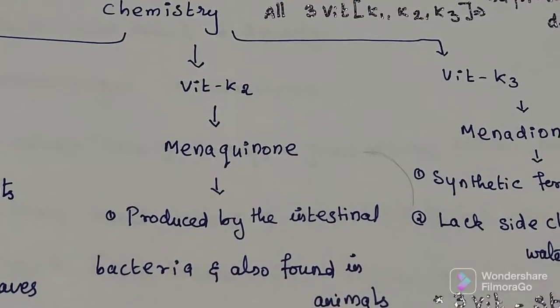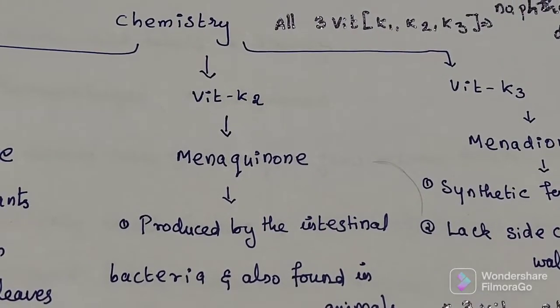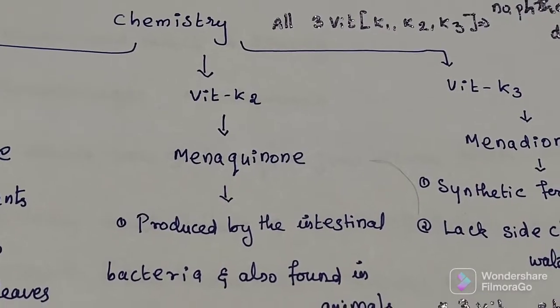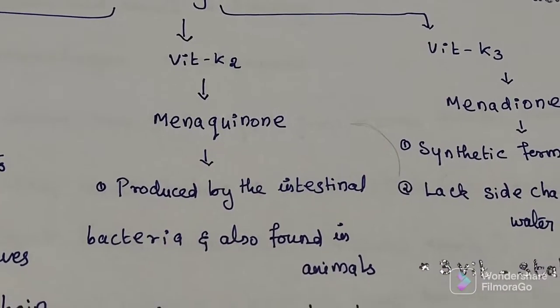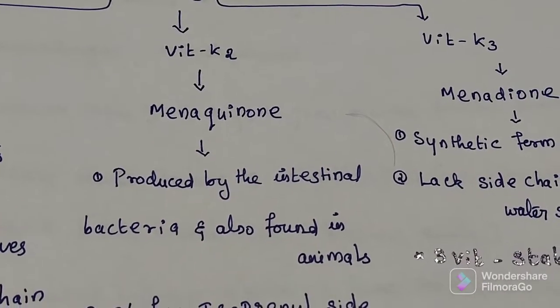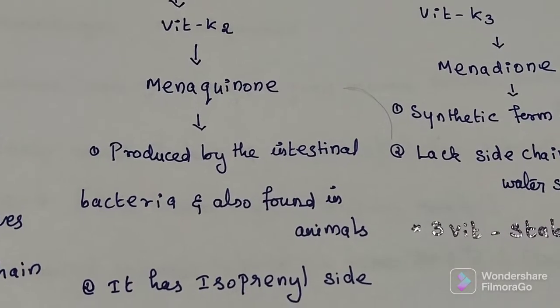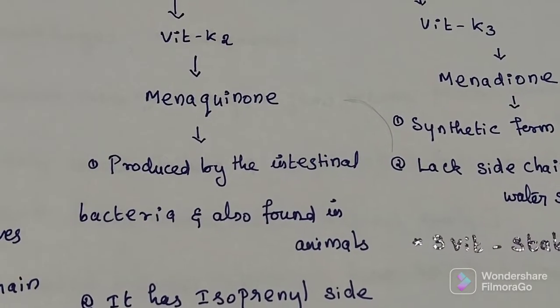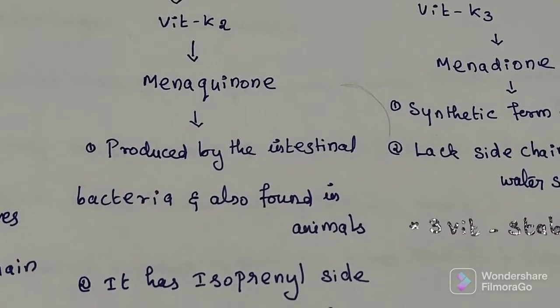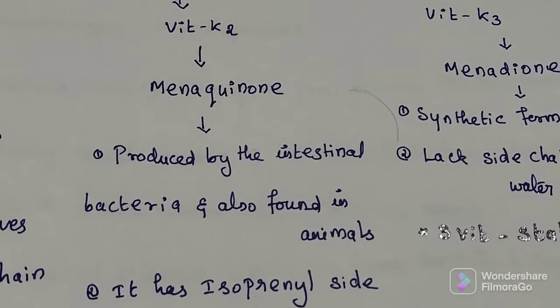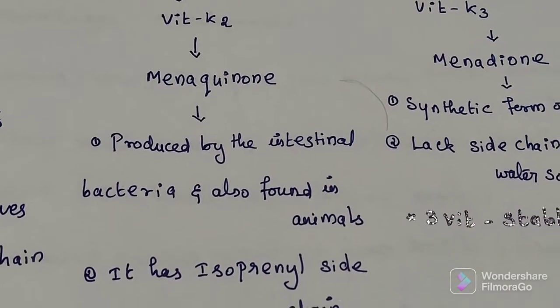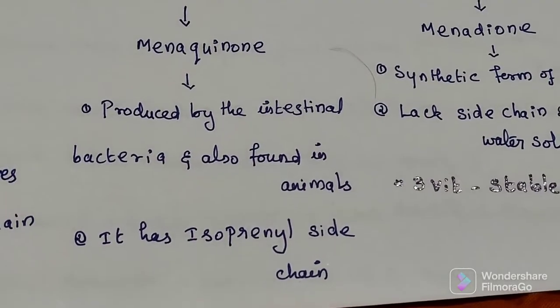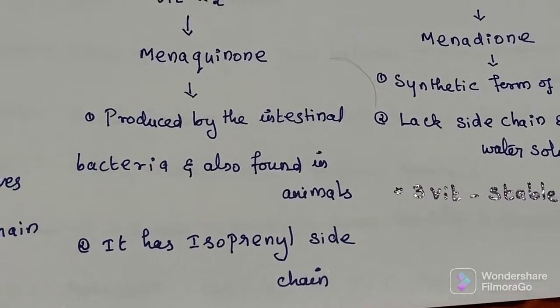The second one is K2. Its other name is menaquinone. It is produced by intestinal bacteria, and also found in some animals. It is synthesized by intestinal bacteria. It has an isoprenyl side chain.